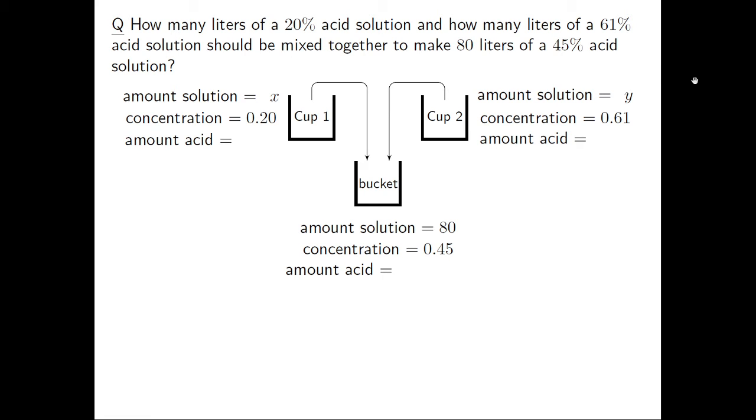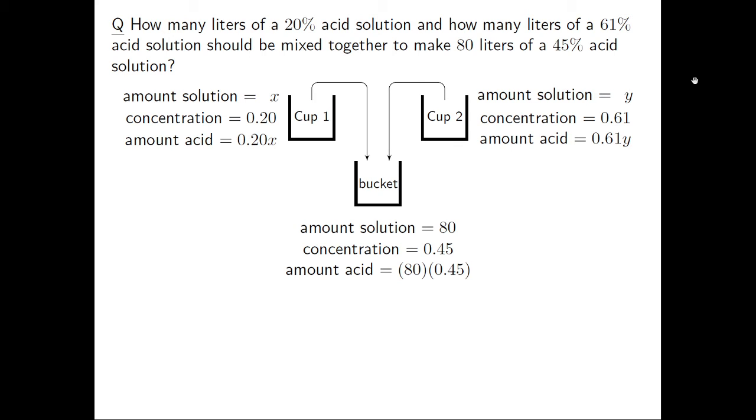Then we can apply the concentration equation to cup 1. So x times 0.20, that's where this 0.20 times x comes from. For cup 2, apply the equation again, and we'll have 0.61 times y as the amount of acid. And then same deal for the bucket. At the bottom, we've got 80 times 0.45. We multiply those two things together, and we'll have the amount of acid for the bucket.